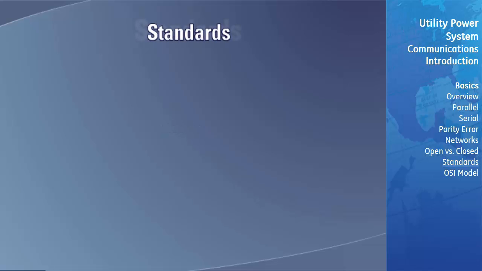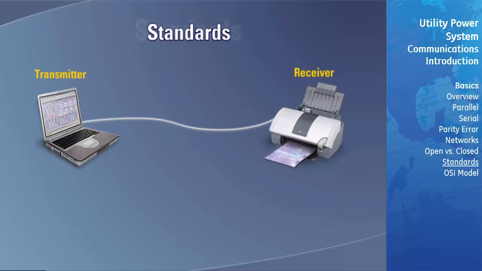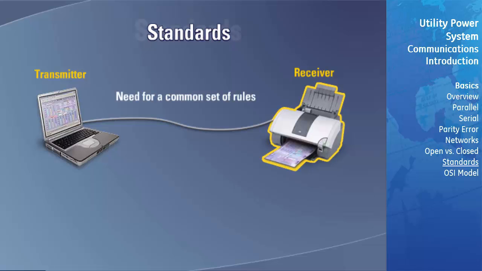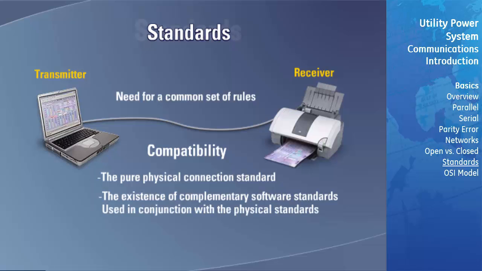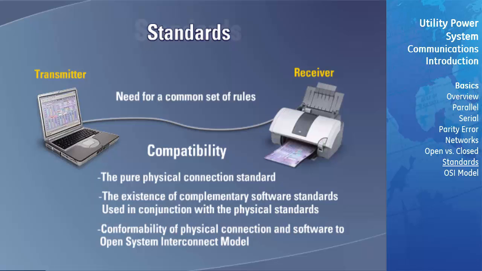One of the most important features of a communication system is the need for a common set of rules in order for both the receiver and transmitter to understand each other. This is referred to as the need for compatibility. There are three issues associated with compatibility. The first issue is the pure physical connection standard. The second is the existence of complementary software standards at the transmitter and receiver, which are used in conjunction with the physical standards to make a complete communication system. The third issue is the conformability of the physical connection and software to the Open System Interconnect model, or OSI model.